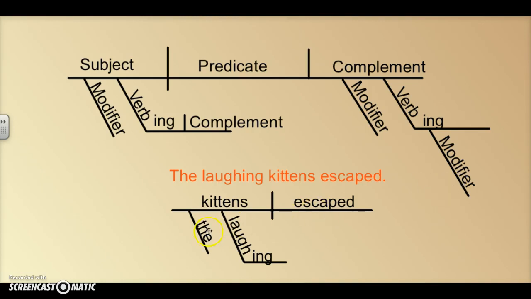So my example down here, the laughing kittens escaped. The should be capitalized, sorry for my typo. The describes kittens. Laughing also modifies them, so my base verb, laugh, is on the diagonal line. The ing goes on the horizontal line.